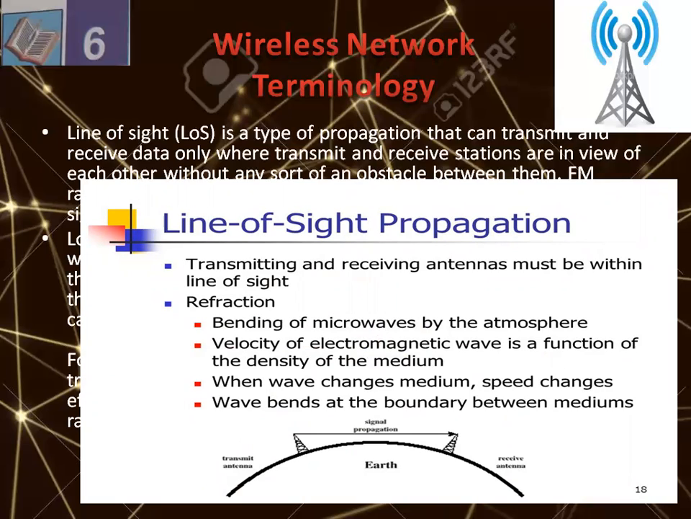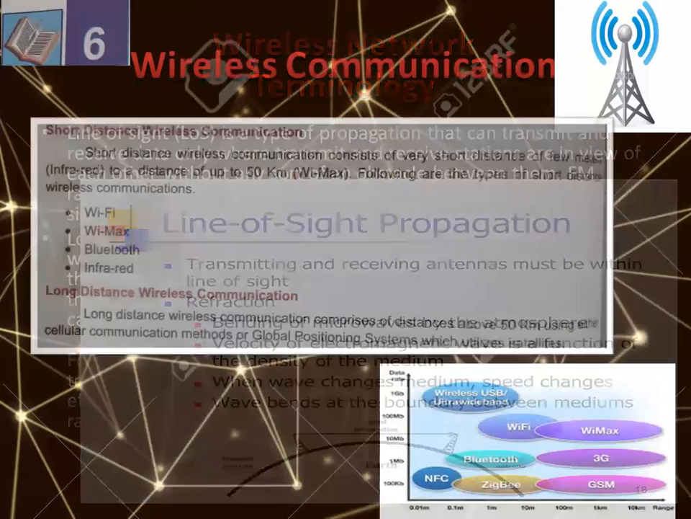Refraction is the bending of microwaves by the atmosphere. The velocity of an electromagnetic wave is a function of the density of the medium. When a wave changes medium, its speed changes, and the wave bends at the boundary between mediums. So here you can view a diagram. On the earth we have signal propagation. Here we have a transmitter, and on the other hand we have a receiver. They have line of sight and the signals are clear, so they can propagate the signals.